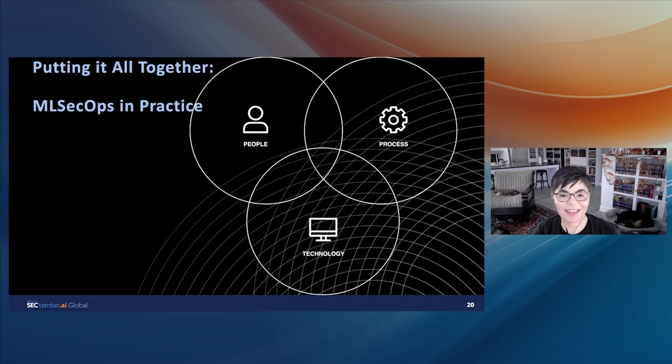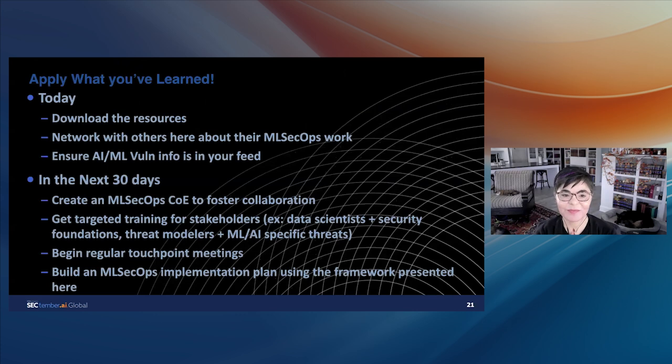It's not new. This isn't entirely new. What's new is how AI and machine learning models work, and making sure that we as a community are bringing security into that life cycle.